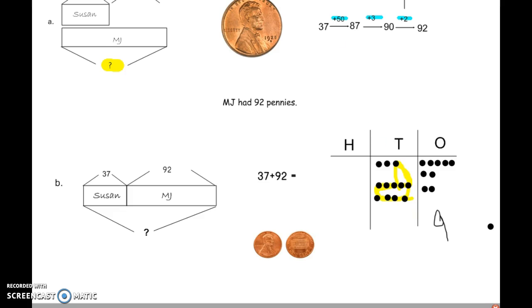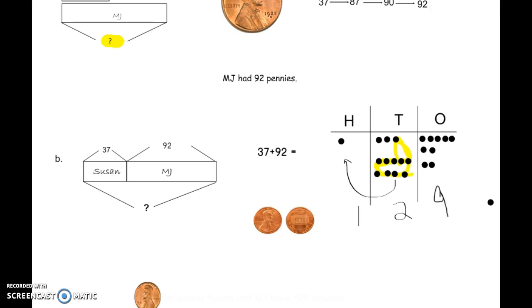So on this problem, I know that I have one new unit. So I'm going to carry that one unit over here to the hundreds place. And then I'm going to count how many ones I have left. So when I count, I see that I have 1, 2 ones. And then I'm going to count my hundreds place, and I have 1 hundred, making my answer 129.